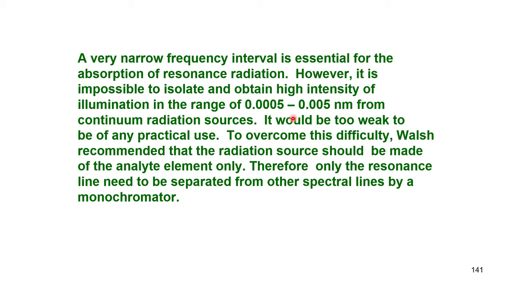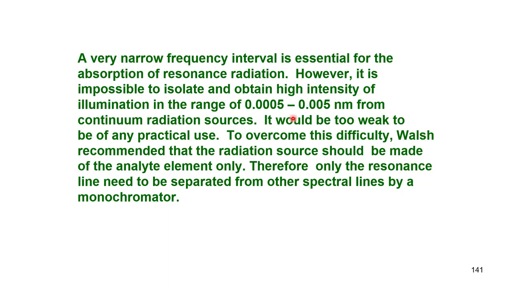So, Alan Walsh said that if you want to determine iron, make an iron lamp. You want to determine cobalt, make a lamp made only of cobalt, nothing else. So, the only job would be to separate the resonance line from other spectral lines by a monochromator, because that makes the job very simple. Many lines are not emitted due to quantum mechanical probabilities, and only resonance lines will be coming from a pure lamp.